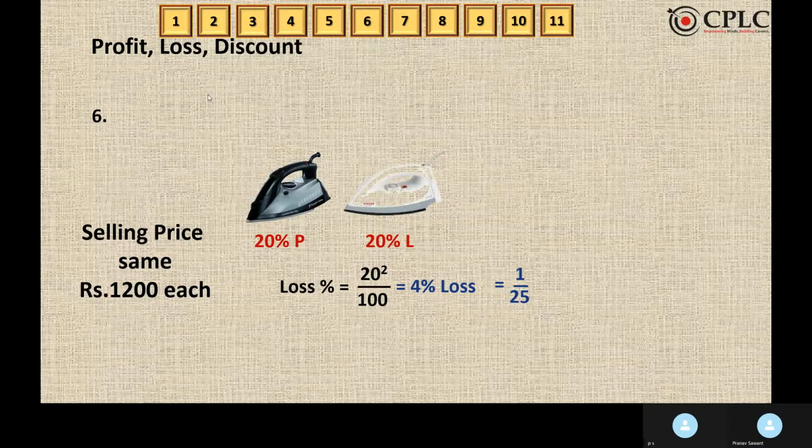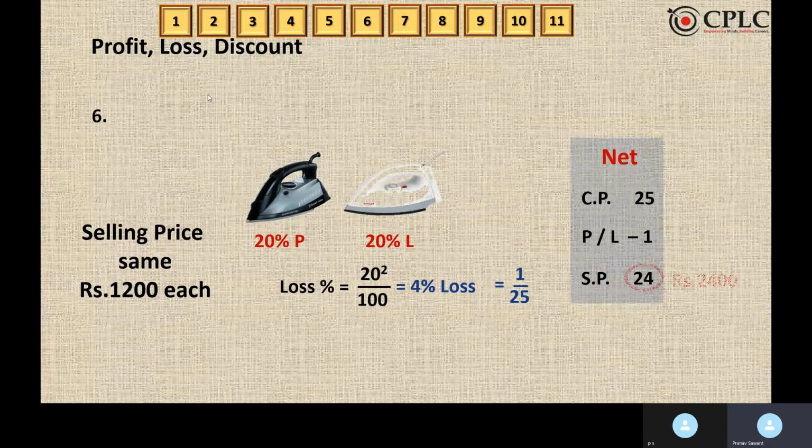The fractional value of 4% is 1 by 25. It's a loss. So we can say that cost price is 25, loss is 1, and we arrive at 25 minus 1, that is 24. We know that the total selling price is 2400 as it's 1200 each. So there are two irons. So 1200 into 2 will give us 2400. Now we will just equate it. So if 24 is equal to 2400, 1 will be equal to what? So after cross multiplying, we'll get the answer as 100 rupees. Hence it's a loss of 100 rupees.